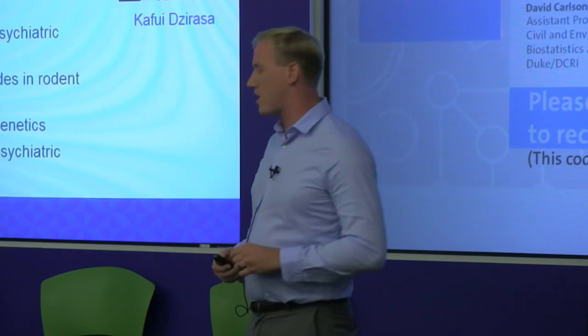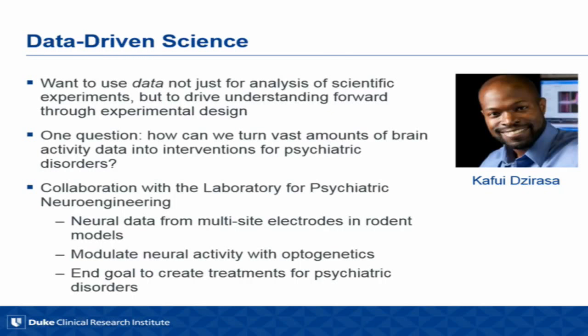The Laboratory for Psychiatric Engineering has some interesting capabilities. One of the things they're doing is collecting neural data from multi-site electrodes in rodent models. Almost everything in the beginning here is going to be talking about a mouse model of depression. When we say multi-site electrode, these are electrodes implanted inside the brain, in many different brain regions. So we can get a lot of information from many different areas of the brain, closer to the whole brain dynamics that we're interested in.